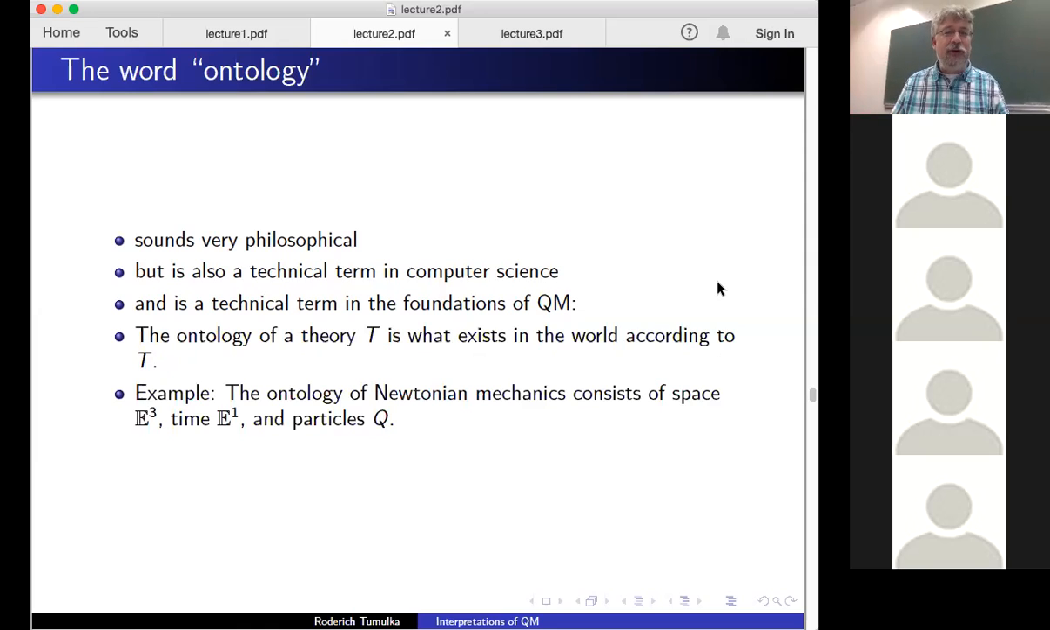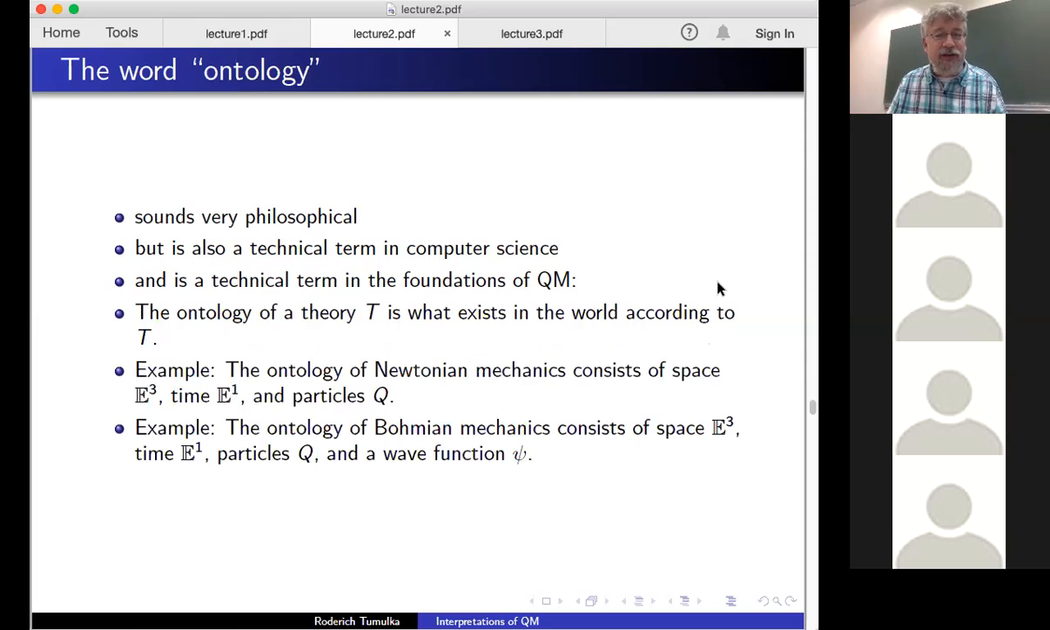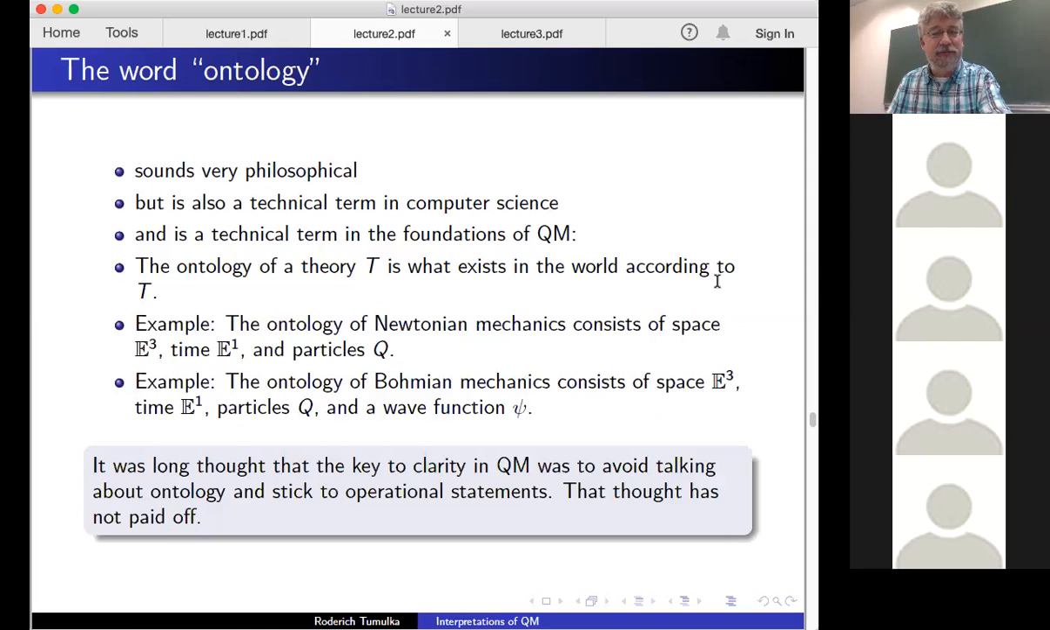Okay, so for example, the ontology of Newtonian mechanics consists of space, a Euclidean three-dimensional space, time, the time axis, and particles, Q. The ontology of Bohmian mechanics consists of Euclidean three-dimensional space, time, particles, and a wave function, psi.